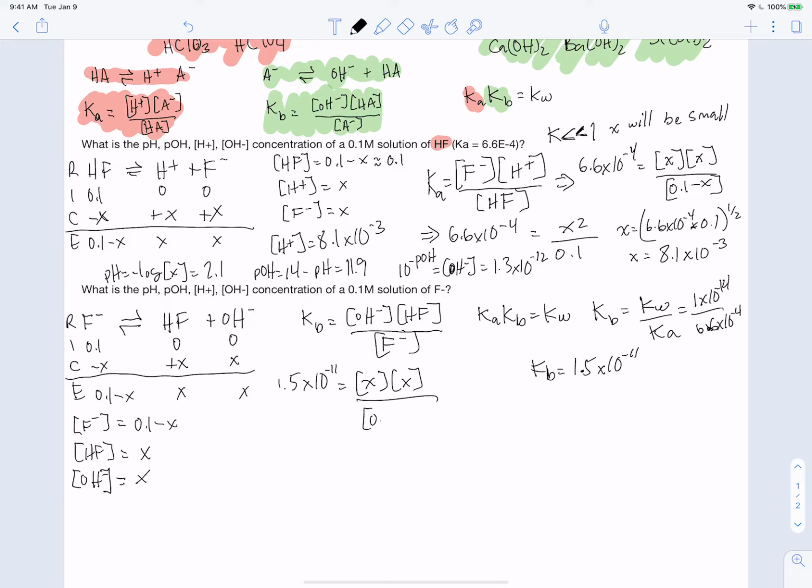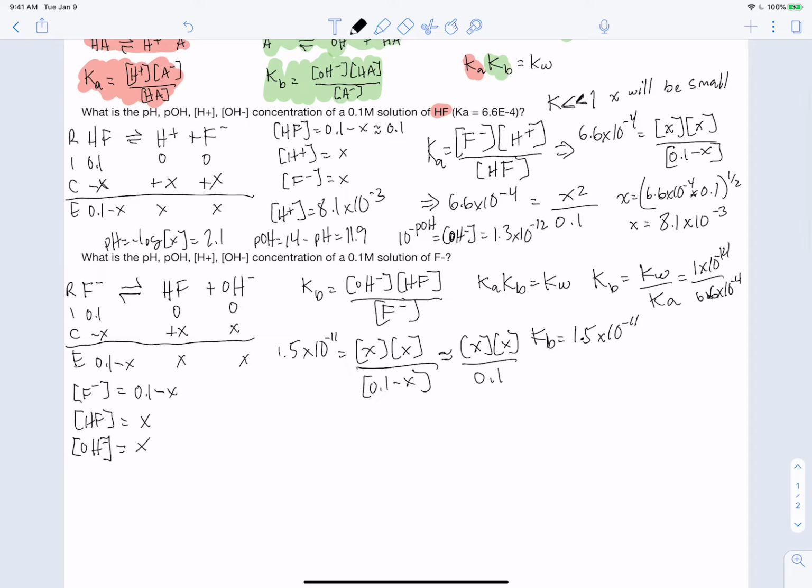And then down here, we're going to assume that 0.1 minus X is well approximated to, we're going to say that's approximately equal to X times X over 0.1 for the same reasons that we could do that in the last question, which is that Kb is a very small number, so we know X is going to be small. And this allows us to calculate this out much more easily than using the quadratic formula. We can write out an expression that's just that X is equal to 0.1 times 1.5 times 10 to the minus 11th and take the square root of it.